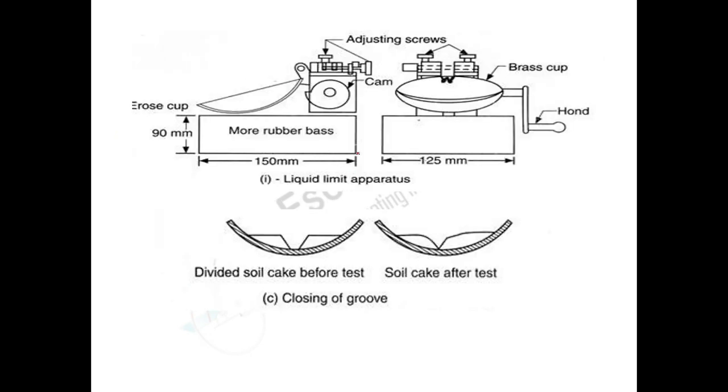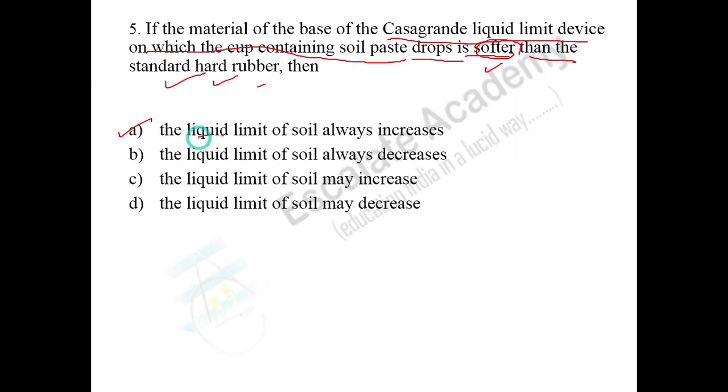And we can see this Casagrande apparatus. This is a horn handle through which we rotate, and this cup consists of soil, and this turns up and down, and this is the pad over which it turns. We can see in this figure that it tips on this pad, and if this pad is made softer, then what will happen? Liquid limit of soil will always increase.